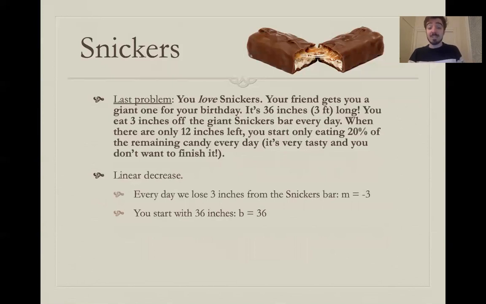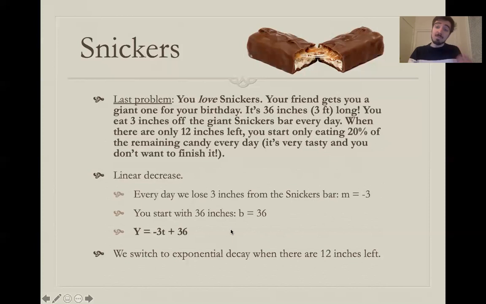You started with 36 inches, so b is going to be 36. If you were to make an equation for these first few days of you munching on the Snickers bar, it would be y = -3t + 36. You switch to exponential decay when there's 12 inches left. So I need to know how many days you spent in this first linear decrease phase. If we plug 12 into the left-hand side of our equation, basically asking how long it took us to get down to 12 inches, and solve for t, that'll tell us how many days it took us to get down to 12 inches.